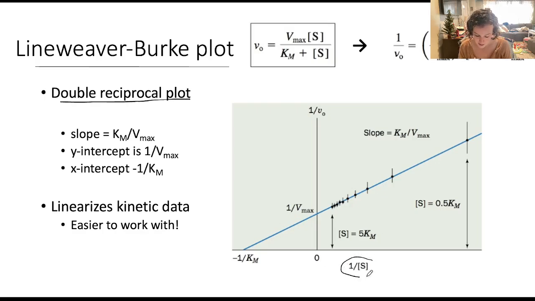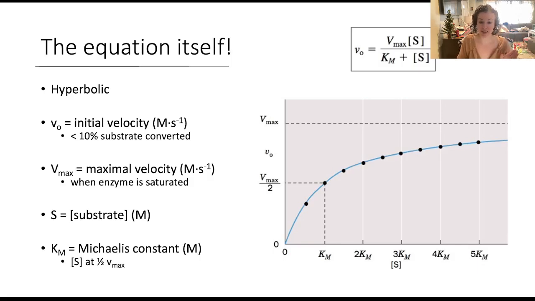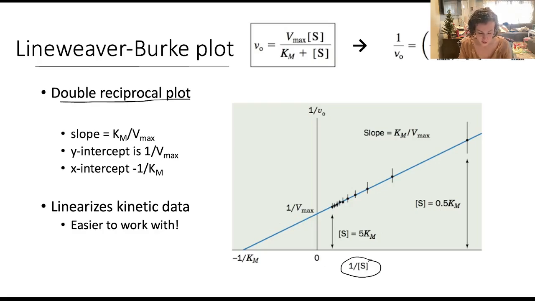see the x-axis is 1 over substrate concentration. It is the reciprocal of the standard plot, right? Here we just have substrate concentration. And similarly, the y-axis is 1 over initial velocity. Again, the reciprocal of the standard graph. This is why we call it a double reciprocal, because we've taken the reciprocal of both the x and the y coordinates.